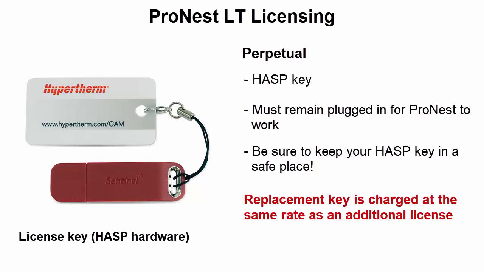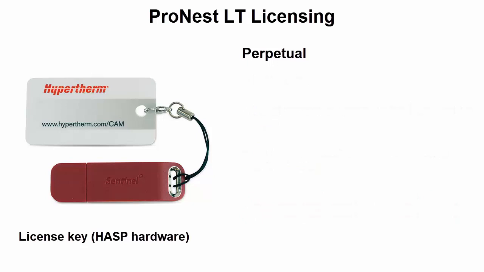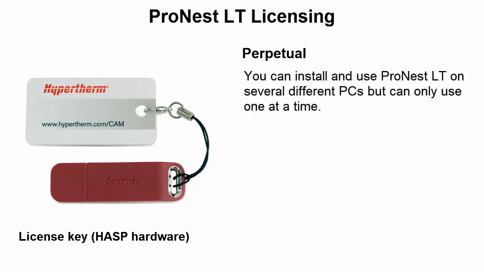With a perpetual license, you can install and use Pronest LT on several different PCs, but you can only use one at a time. So in that case, you would just install Pronest on as many different PCs as you want, and then plug the HASP key into the computer that you want to use Pronest on. This is handy if you want to run Pronest from several different locations, such as the office, the shop floor, at home, or wherever else you want to use it.